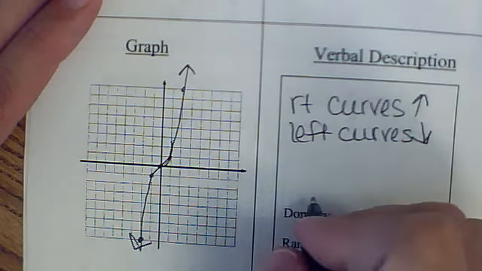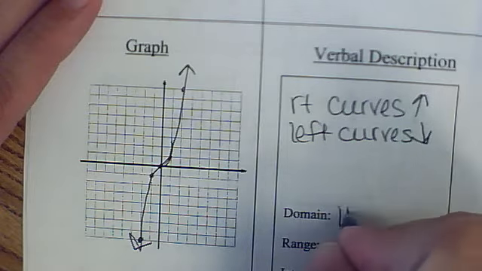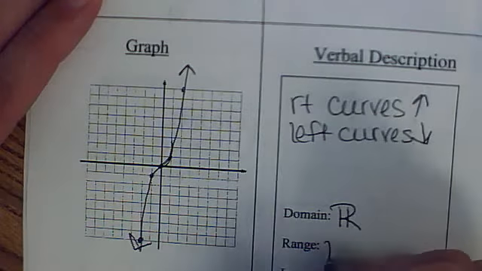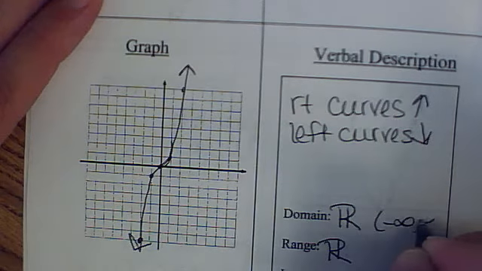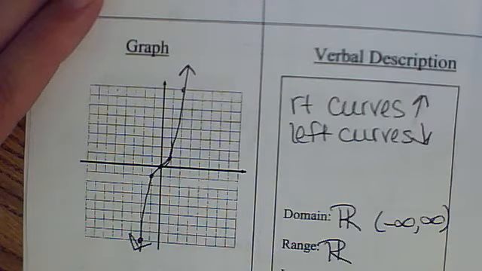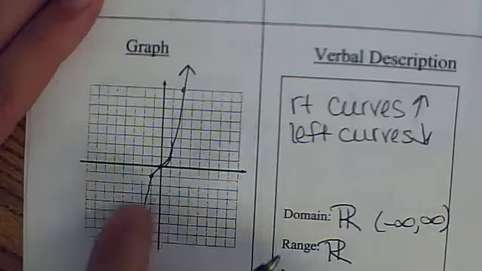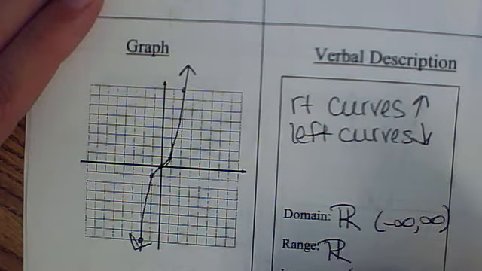Domain is all real numbers. Range is all real numbers. And remember, as an interval, both of those would be negative infinity to positive infinity. The intercept would be 0, 0, and there is no asymptote.